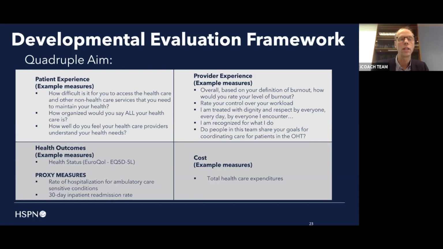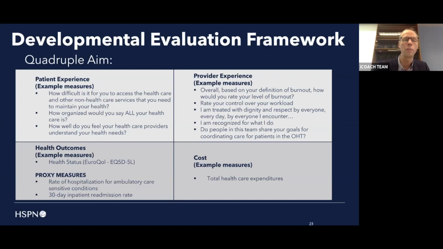And along these lines, we'll just give you some of the early thinking of how we expect OHTs to be evaluated over the coming years. And that reflects patient experience, provider experience, health outcomes, and cost. And some example measures, we haven't locked all of these in now, but to give you a view that we're being pretty open in our view of patient experience.